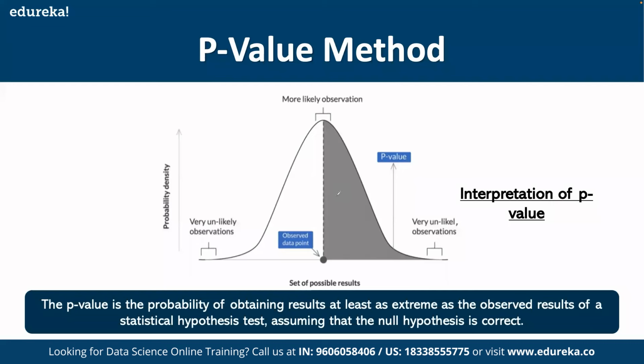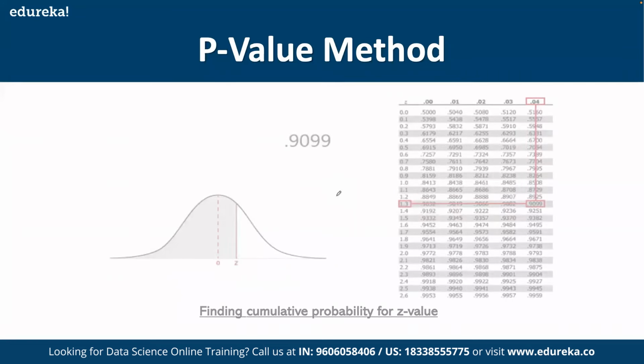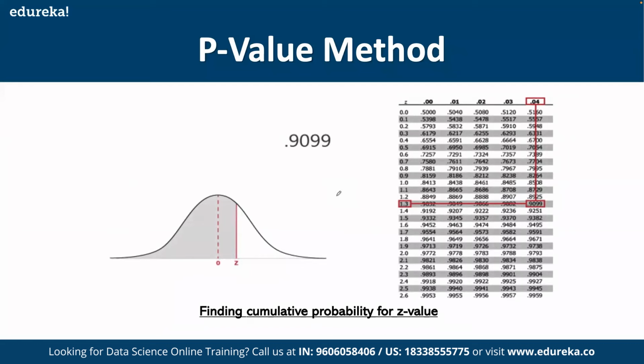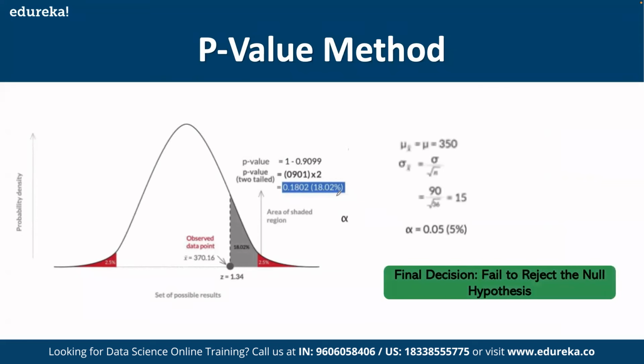With this, we'll get the value of p, and on the basis of the p-value, we are going to interpret whether it follows the null hypothesis or the alternate hypothesis. With the value of Z, we can get the p-value, and we check whether the p-value is less than 0.05 or greater than 0.05. Based on this, we will either accept the null hypothesis or reject the null hypothesis. So that's the overall idea of the p-value method.